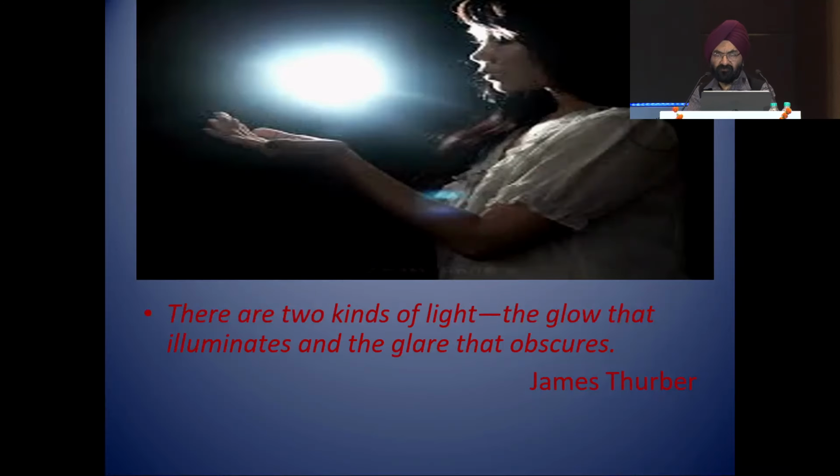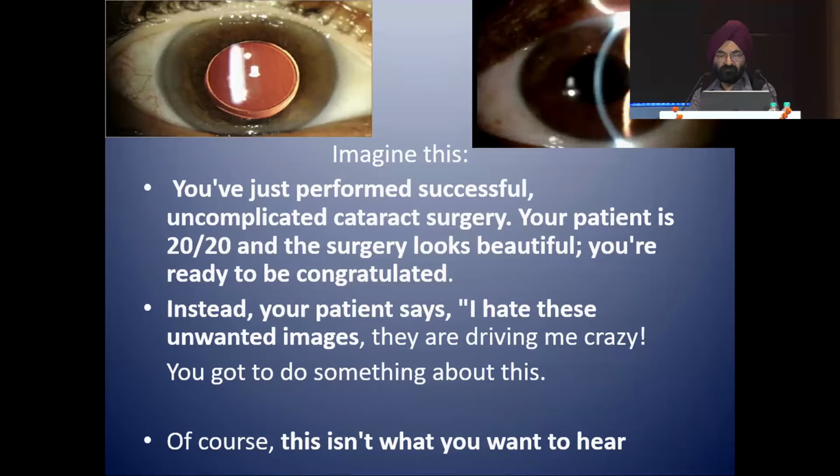There are two kinds of light. The glow that illuminates may also cause glare that obscures. Imagine you have just performed a successful, uncomplicated, uneventful full cataract surgery and given your patient vision of 6 by 6, and the surgery looks beautiful and you are ready to be congratulated. But instead your patient says, "Doc, I hate these unwanted images that you have given me." This is not what you wanted to hear.